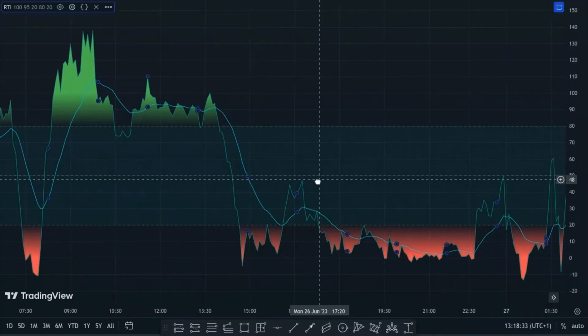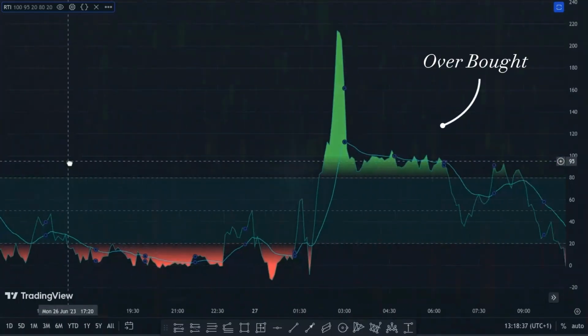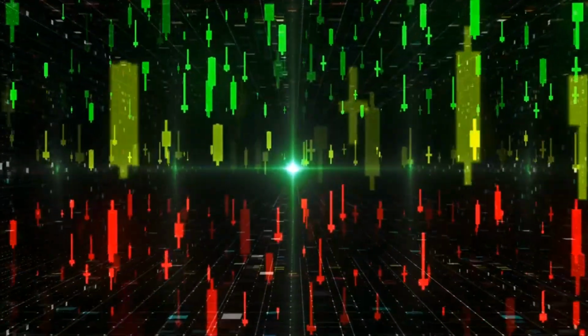This indicator gives more accuracy and is easy to know about overbought and oversold signals. So let's start to know about the strategy for good profit.